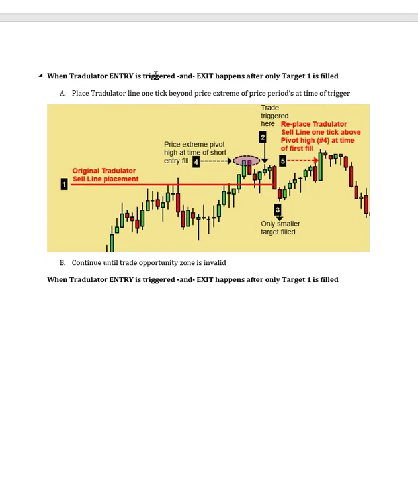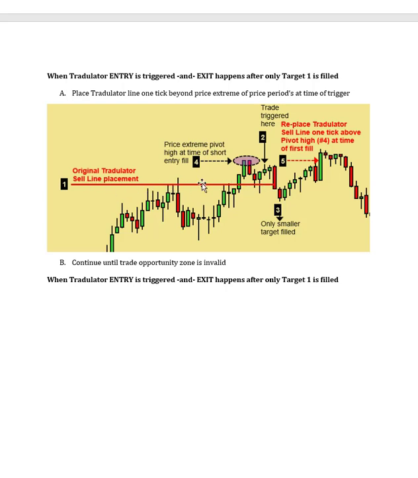And when Tradulator's entry is triggered and exit happens after only target 1 is filled. So in this case, we've got a sell line that has been placed. The market has pushed up. The trade was triggered. However, only the smaller target was reached. The question is, when that happens and the market is still at the sell line, and you can just reverse this scenario for a buy side scenario, but we've got a sell line example here.